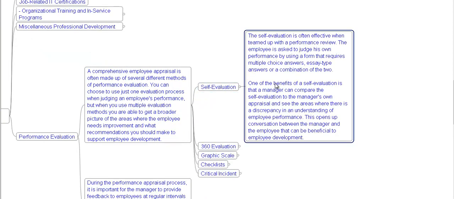The self-evaluation is often effective when teamed up with a performance review. The employee is asked to judge his own performance by using a form that requires multiple choice answers, essay type answers, or a combination of the two. One of the benefits of self-evaluation is that a manager can compare the self-evaluation to the manager's own appraisal and see the areas where there is a discrepancy in understanding of the employee's performance. This opens up conversation between manager and employee that can be beneficial to employee development.